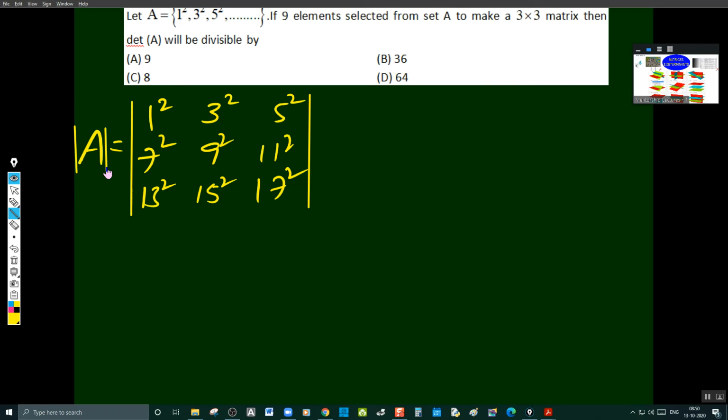Sir, we can take 3 square common. Oh, in this case, we can take 3 square common. Then what happens? We'll get 1 square, 3 square, and 5 square. Come on, check it out and tell me, please. Or otherwise, what we have to do is take it in the theoretical form.